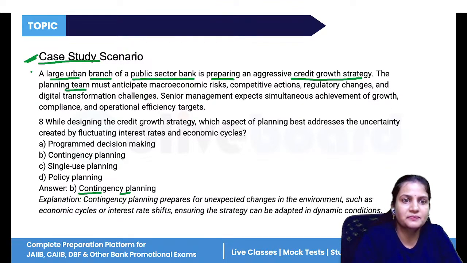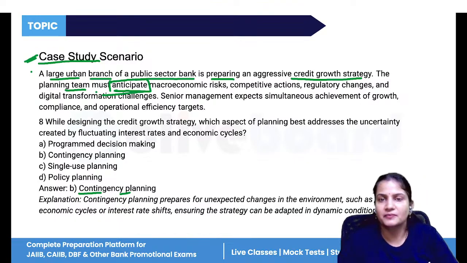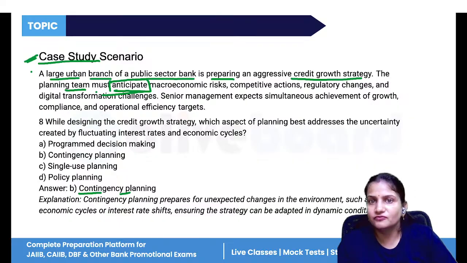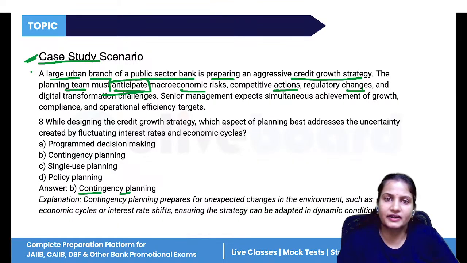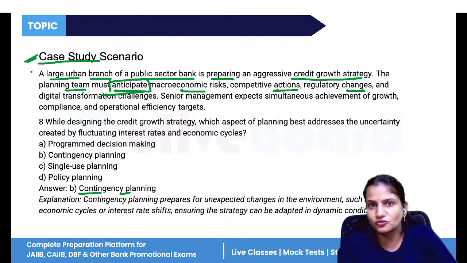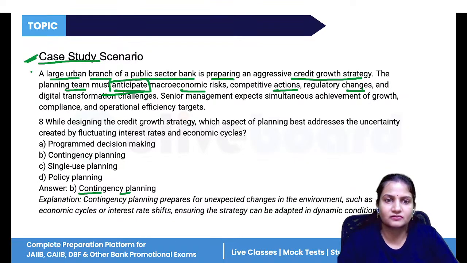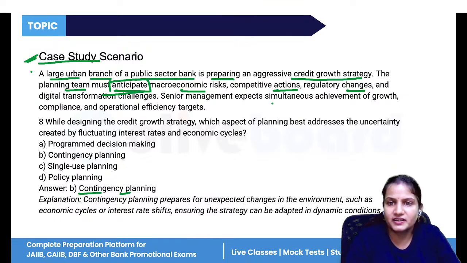Now, the planning team must anticipate. See, the biggest keyword given is anticipate. Means they have to find out what will happen in future by seeing the risks, actions, regulatory changes. So if they can anticipate earlier, then it is good for them. If they are not able to anticipate, then they have to make a new plan. They have to keep one backup plan with themselves. So senior management expects a simultaneous achievement of growth.